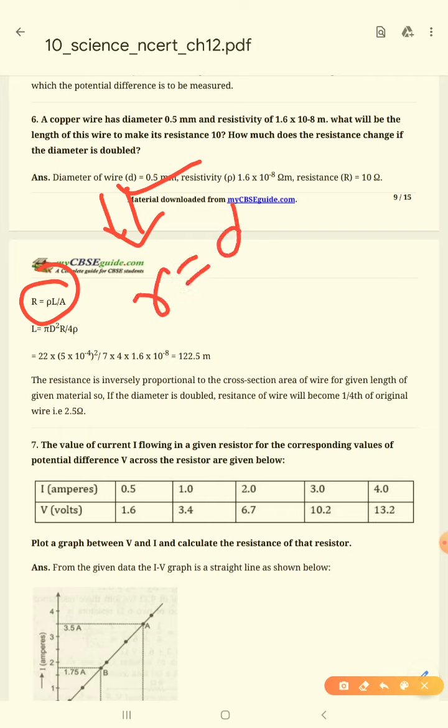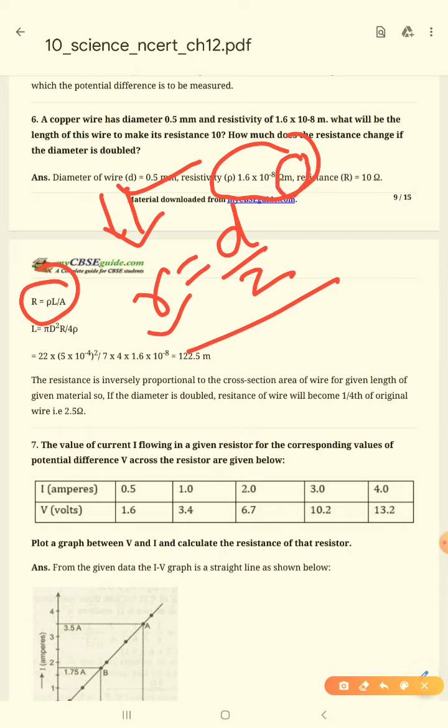How can we find the radius? Radius r equal to d upon 2. As we know, when we take half of the diameter, we get the radius. So we can find the value of radius in this question also. But here you can see resistivity is given, and look at the unit, is it okay or not? Ohm meter. This is the SI unit of resistivity, no problem. Look at resistance, that is 10 ohm.